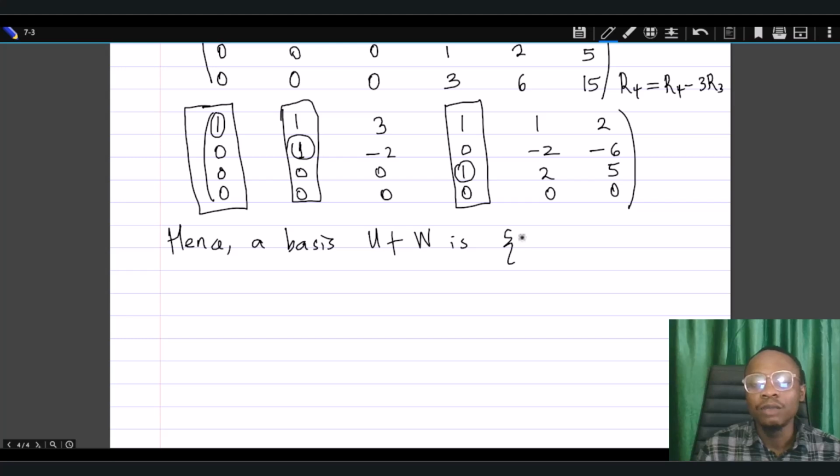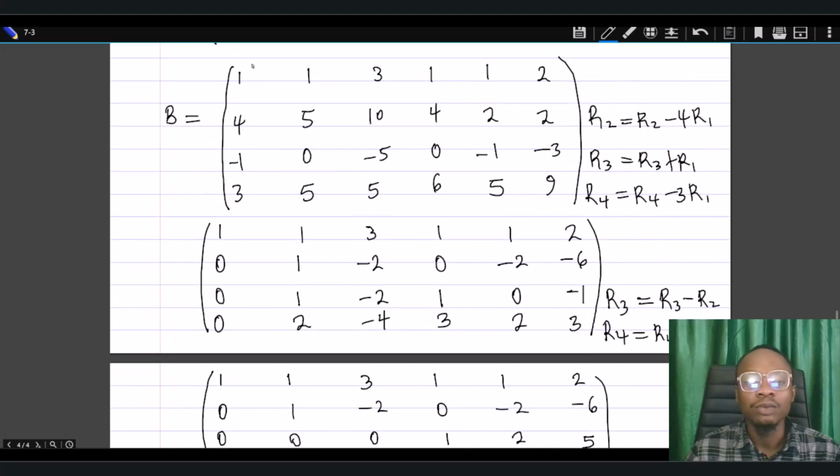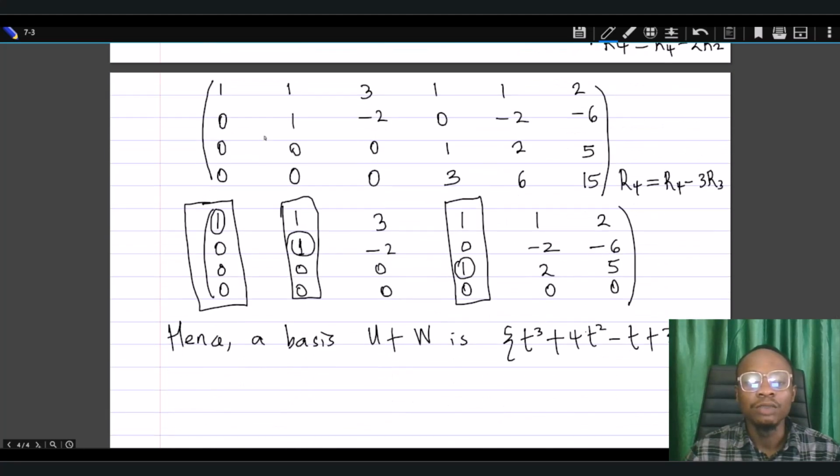So 1 is the coefficient of t cube. 4, that's the coefficient of t squared. So that will be 4t squared. Minus 1, that is the coefficient of t. Then 3, that is the constant. Okay, so that is 1 4 minus 1 3, which is the column corresponding to this that has the first non-zero element here.